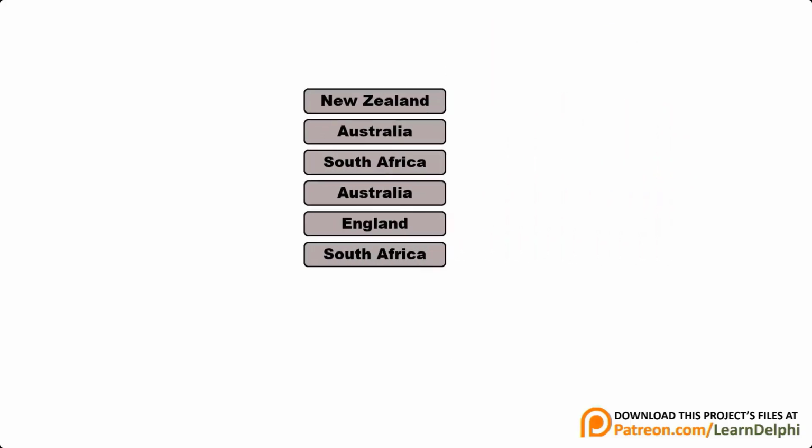New Zealand won the World Cup in the first tournament in 1987. Australia won 4 years later in 1991. South Africa won in 1995. Then Australia won it again in 1999. In 2003, England took it for the first time. And in 2007, it was won by South Africa again.